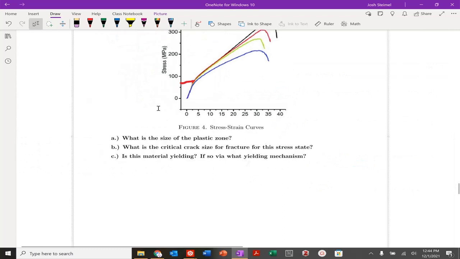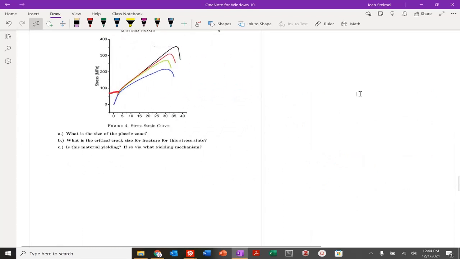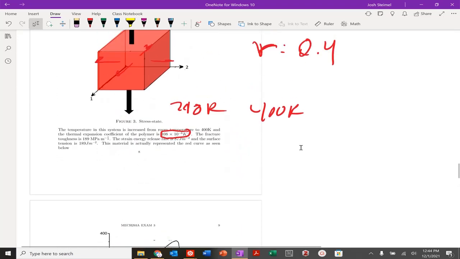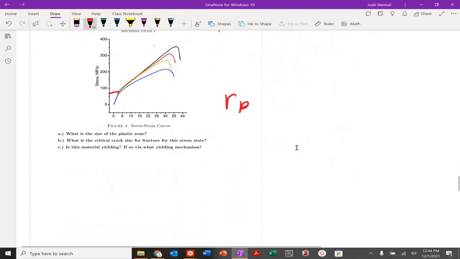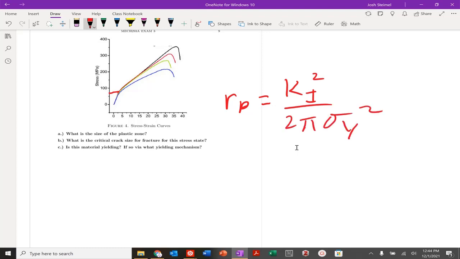So let's see what the question is actually asking us to do. What is the size of the plastic zone? We know an equation that gives us our radius of plasticity. So the radius of my plastic zone, rp. Actually, are we given any information on any crack size? Not quite. So our rp is going to be equal to K1 squared over 2 pi times sigma y squared. Now, K1 is going to be equal to sigma square root of pi a.